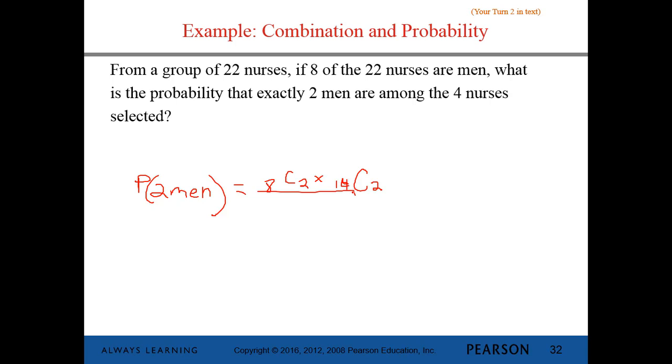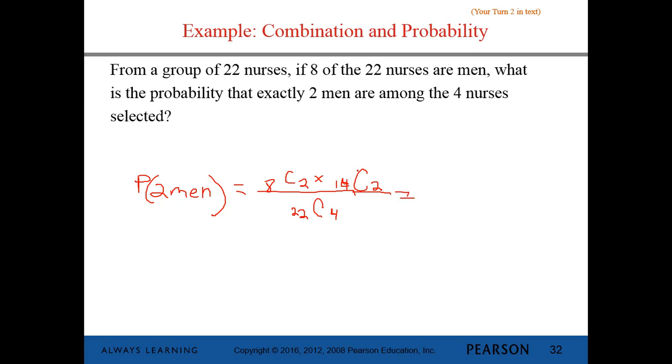And then, of course, we have to divide by the total possible number of ways that we could choose 4 nurses out of 22 nurses. So the bottom would be 22 choose 4. Notice that 2 plus 2 equals 4, and 8 and 14 make 22. So now all we have to do is plug and chug.